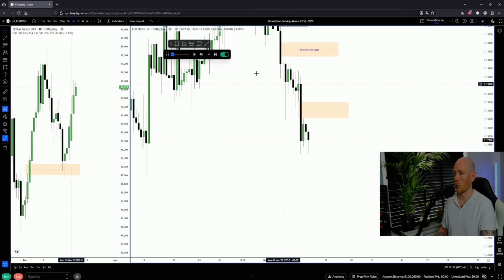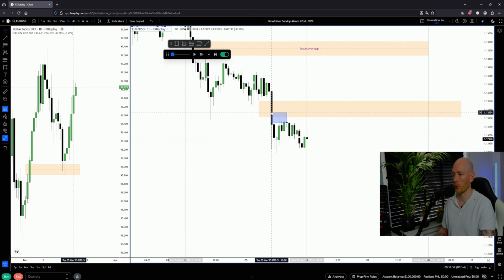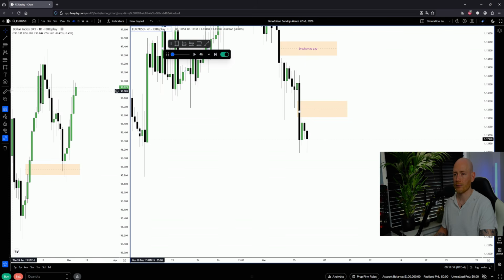And then we should continue lower. So if there's a 1-hour high, yes, there is a 1-hour high engineered. Sorry, I'm going way too fast. There we are, right? 1-hour high is here. 4-hour key level.